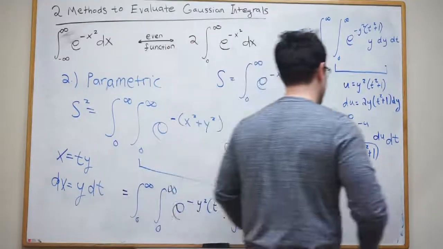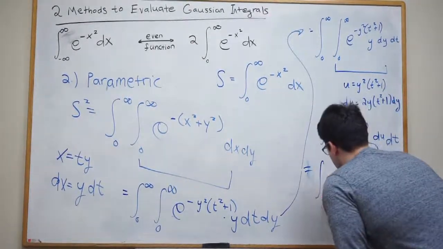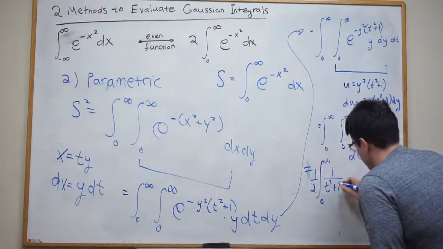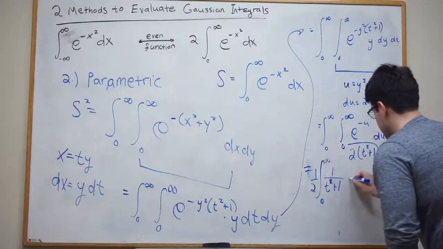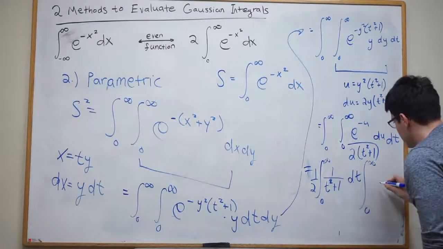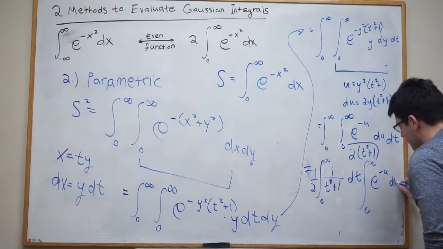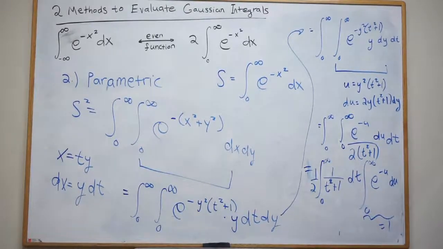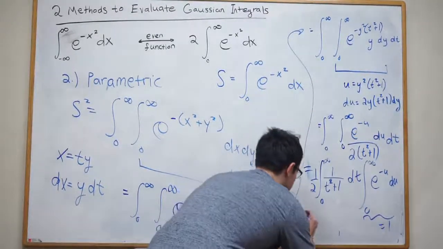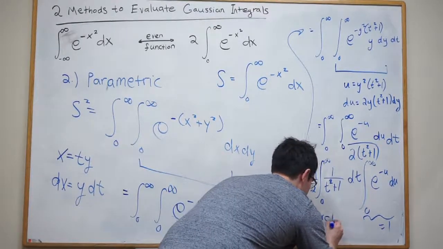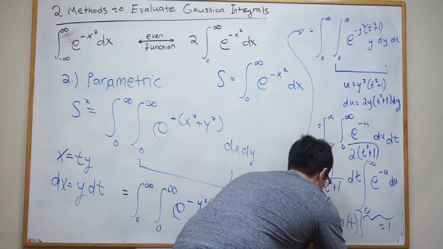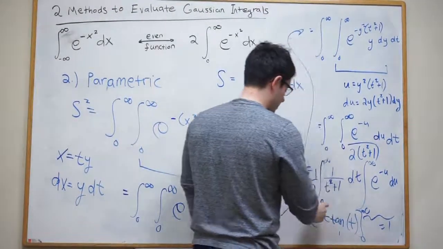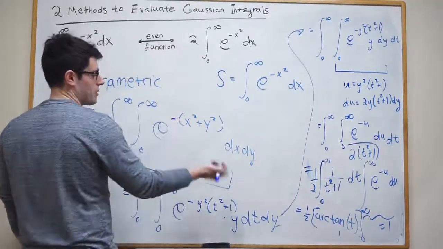Okay, but regardless, if we pull the 1/2 out, we have two integrals, so 0 to infinity, 1/2, 1 over t squared plus 1, right? So pull this out, dt, and then integral from 0 to infinity, e to the minus u du. Okay, this one we've done, it's 1. This one, if you remember, is just 1/2 the arctan of t. And all we have to do now is evaluate it from 0 to infinity. So now we just remember what the arctan looks like, or we remember its limits.